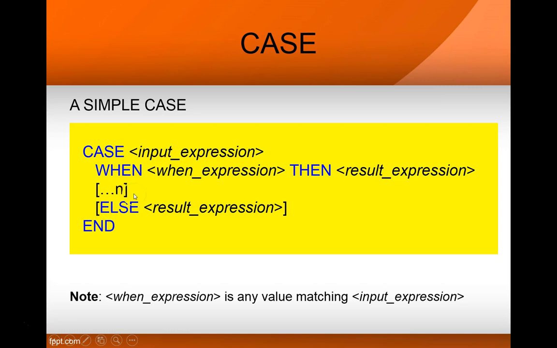If none of them match, and if you provide an else clause at the bottom, this is the catch-all. Okay, it will take that result and return that, and then it will end that case. If you don't supply the case or the else as well, they return back nothing, just null. Okay.